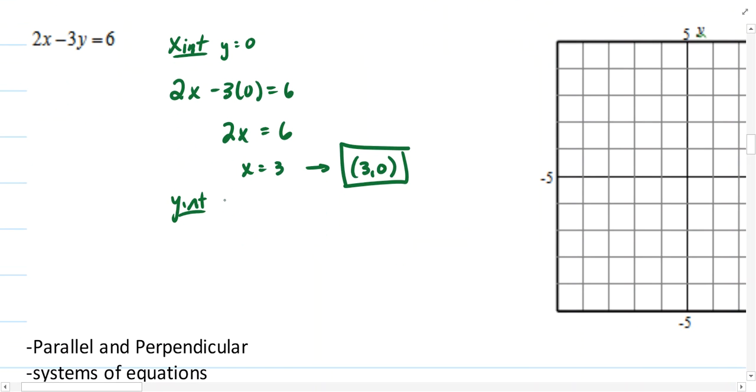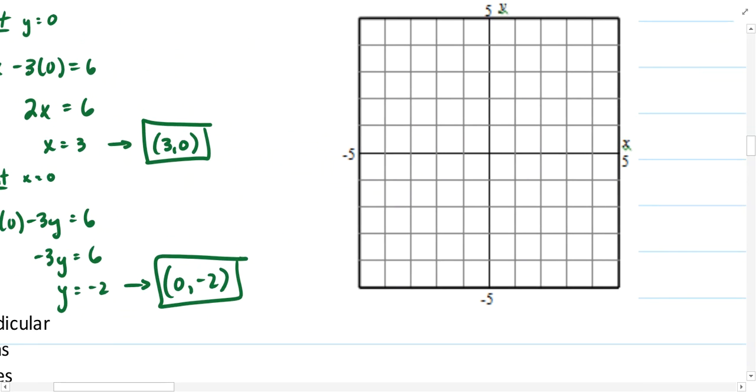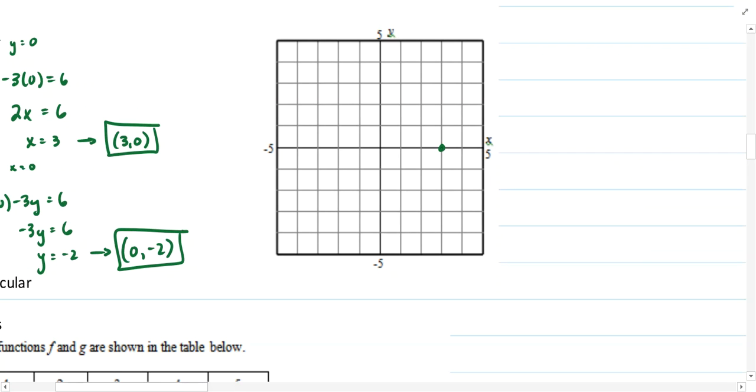For the y-intercept, we set x equal to 0, and we do the same thing. 2 times 0 minus 3y equals 6. Well, that would be the same as just negative 3y is equal to 6. Therefore, y is equal to negative 2, and we've got the coordinate (0, negative 2). When x is 0, y is negative 2, and when y is negative 2, x is 0. We can plot these points, (3, 0) and (0, negative 2), and we can connect them with a line.